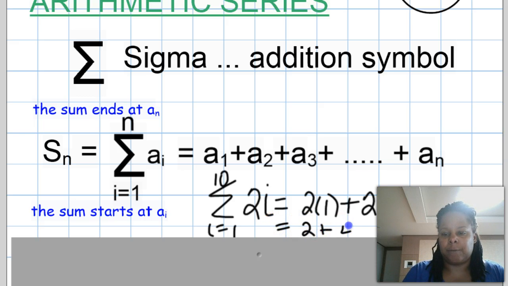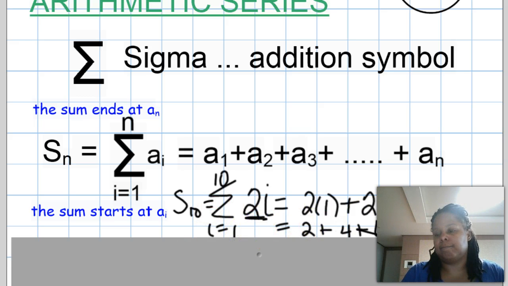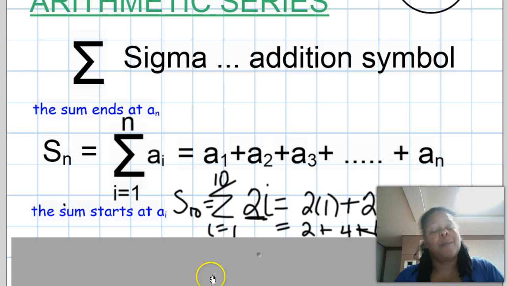2 plus 4 plus 6 plus 8 plus, going all the way up to 20. And the resulting answer is our S sub 10. Okay? Because we've added up the first 10 terms of this sequence. So, of course, we can do this by brute force, but in math, we like to do patterns.